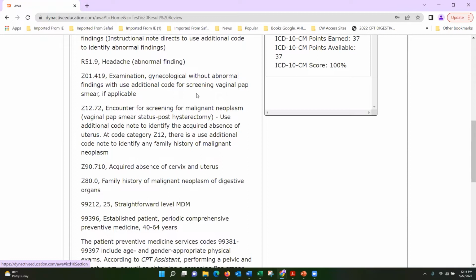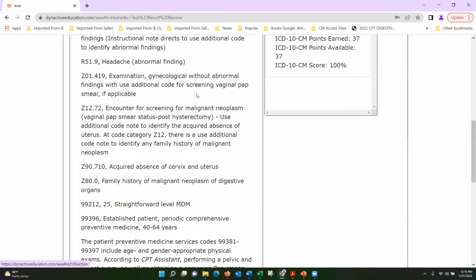The next thing is the pap smear. A pap smear is done to identify cancer, as well as other conditions. Primarily, it's done to identify malignancy. We want to identify the fact that he also did a pap smear. He did a screening for malignant neoplasm. Z12.72.